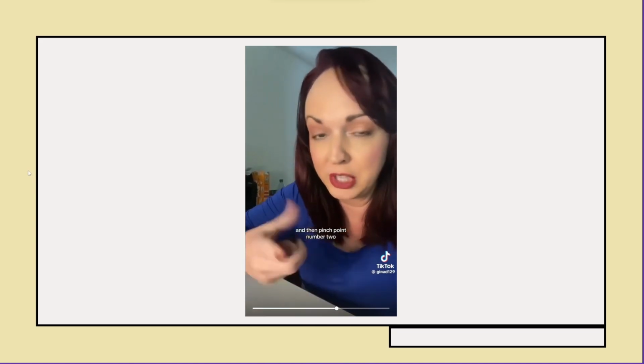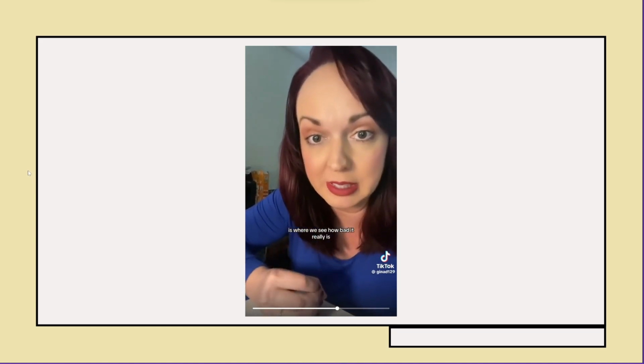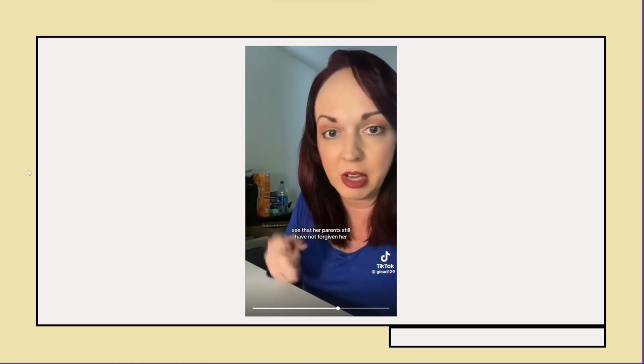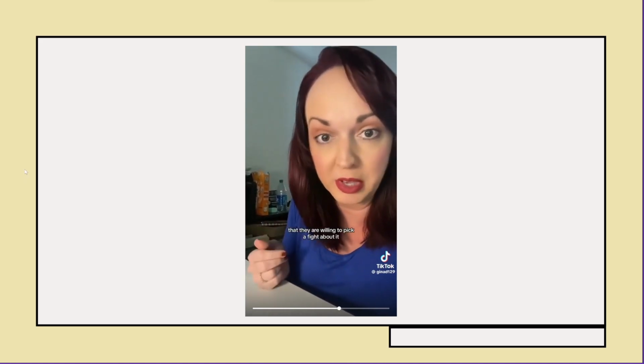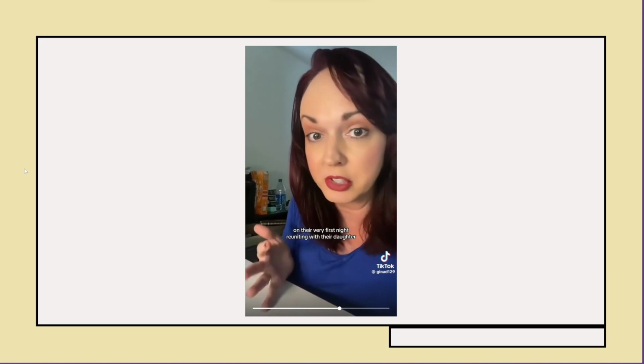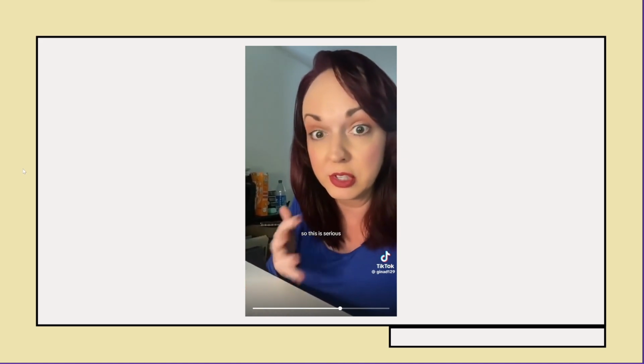So at first you kind of think, oh well, of course she's going to accept the money. Being around your mom, it can't be that bad. You're being a brat. And then pinch point number 2 is where we see how bad it really is. We see that her parents still have not forgiven her for these decisions that she made when she was 16 and 17 years old, that they are willing to pick a fight about it on their very first night reuniting with their daughter. So this is serious.